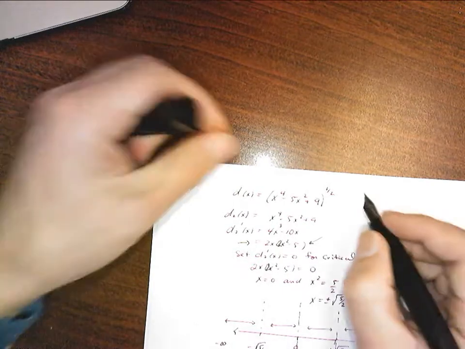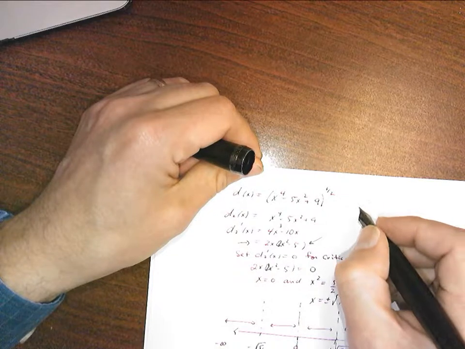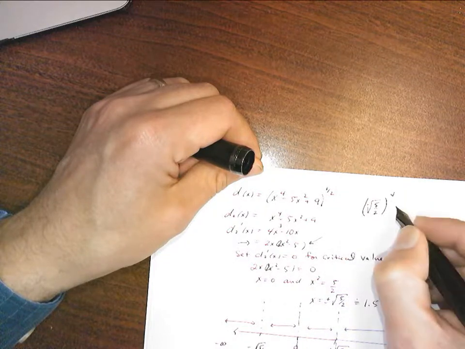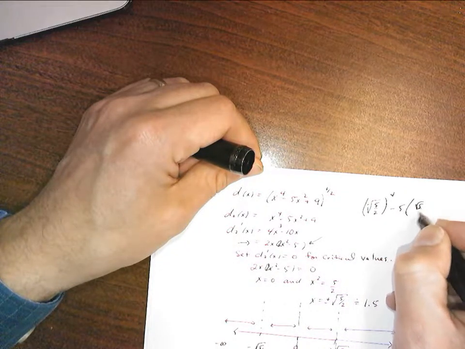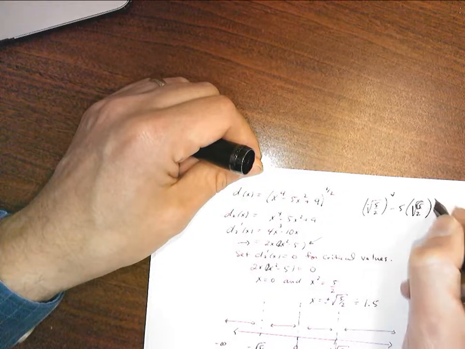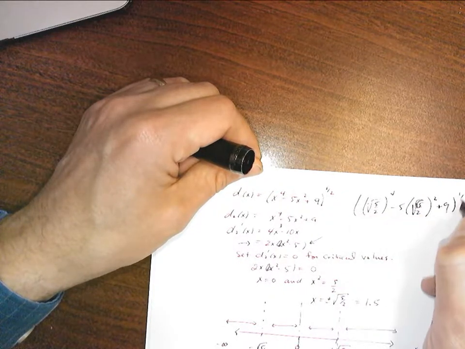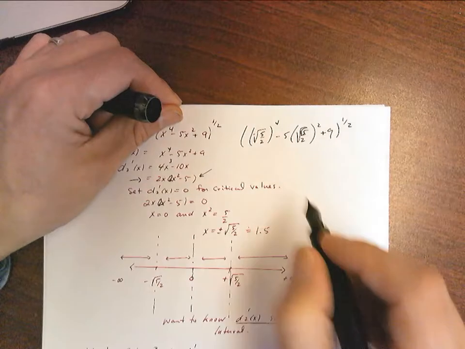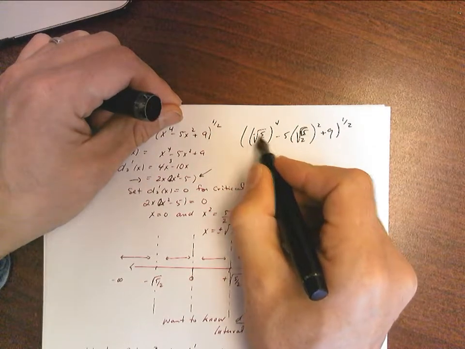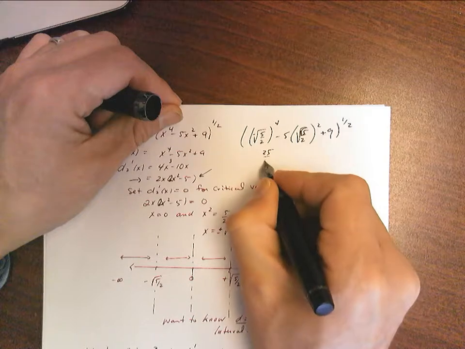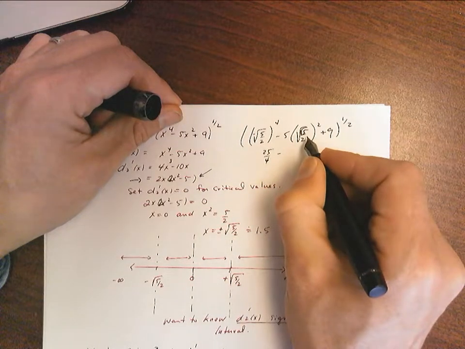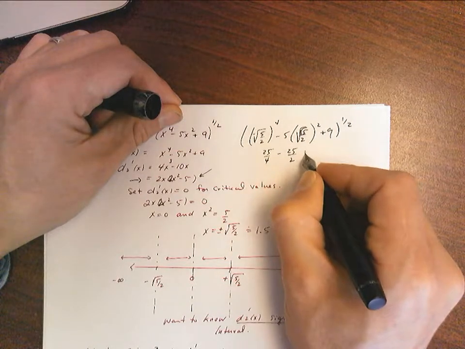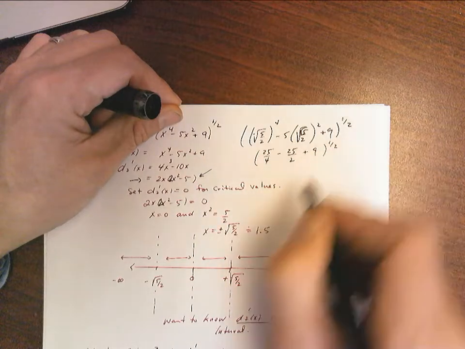My calculator is not as sophisticated as some of yours. What I needed to do was, I think I'll do this. Root 5 over 2 to the 4, minus 5 times root 5 over 2, the whole thing squared, plus 9, all to the 1/2. This is going to be squared, so the negative's gone. So this is actually going to work out to 25 over 4, minus this squared, 25 over 2, plus 9 to the 1/2.